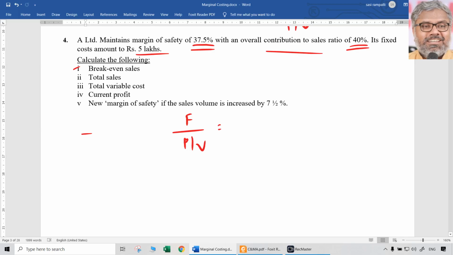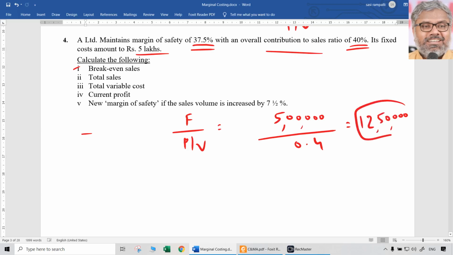Fixed cost, we know that. How much is that? That is 5 lakhs. When fixed cost is 5 lakhs, how much is PV ratio, which is given there as 40%, which is nothing but 0.4. So 5 lakhs divided by 0.4 is how much? 12,50,000. Done. We have the answer for the first question. That is how much? 12,50,000. What is that? That is break-even sales, 12,50,000.